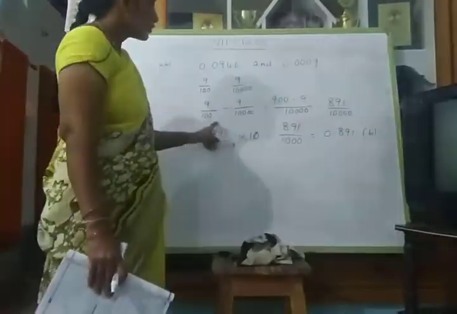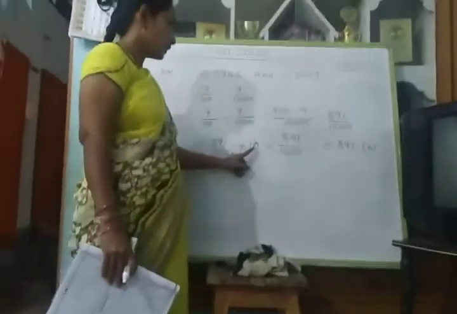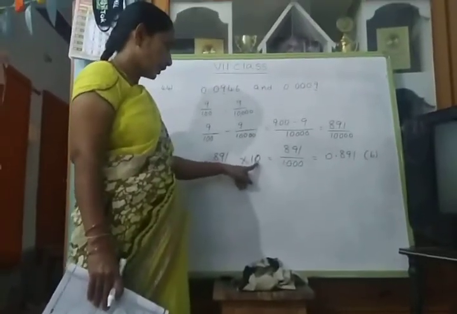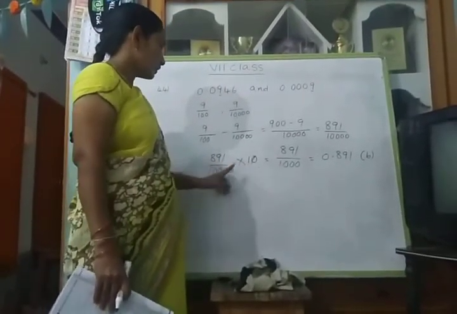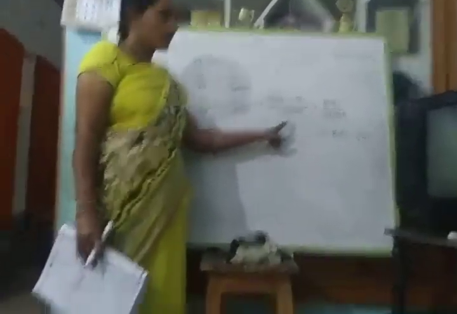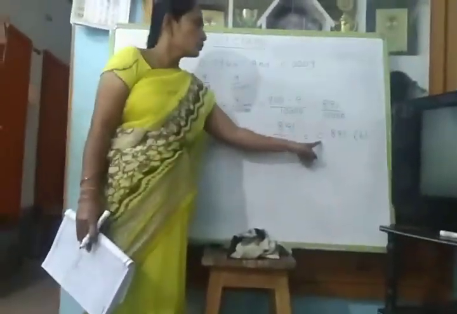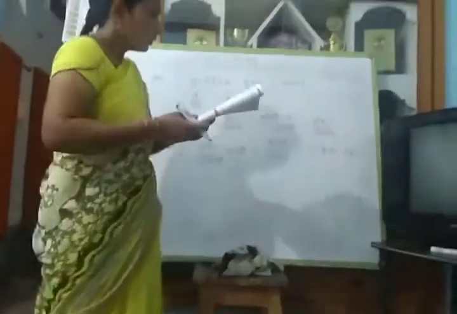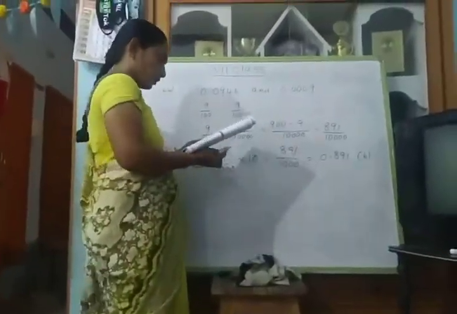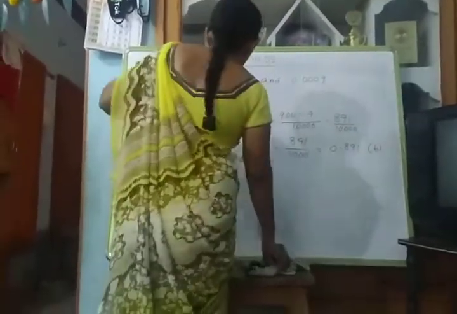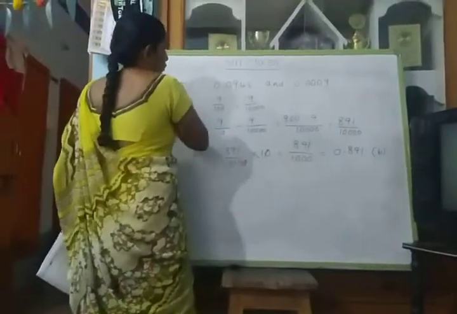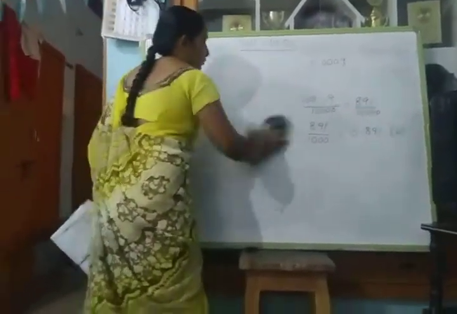What they asked, this difference is 10 times. 10 times means we have to multiply with 10. So 0, 0 get cancelled. So what is left here? 891 by 1000. So 0.891 is the answer. So this is the 44th problem. 45th problem, do as homework.